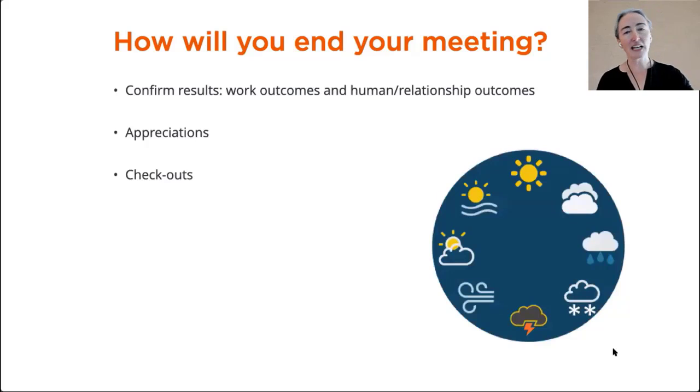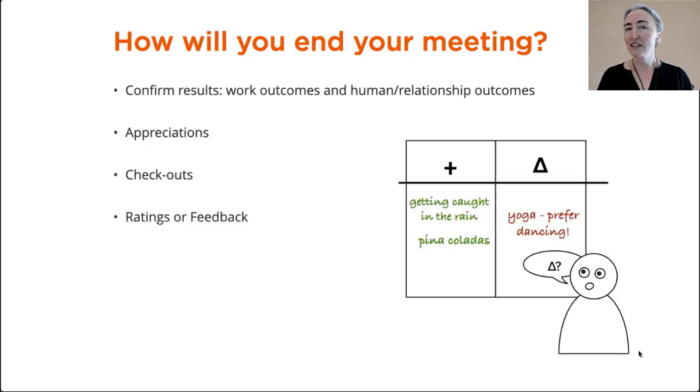A checkout. If you've started your meeting asking a question, for example, how are you showing up today? Or what's the weather in your work been like for the past week? You can end your meeting checking out with the counterpart. Okay, now how are you showing up? Now how are you leaving? What are you taking away today?